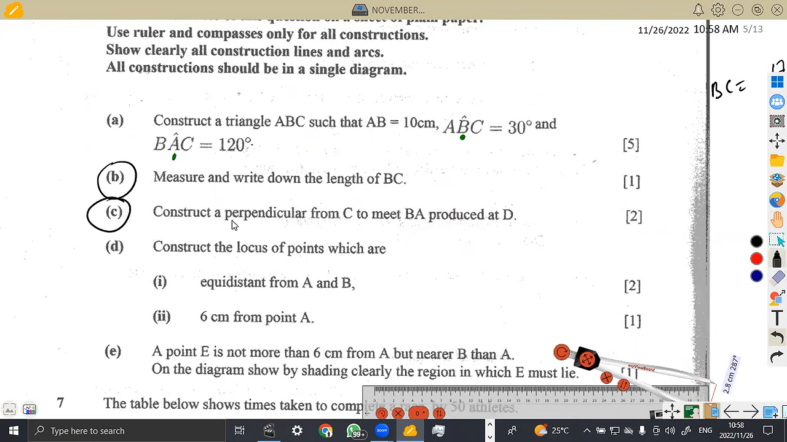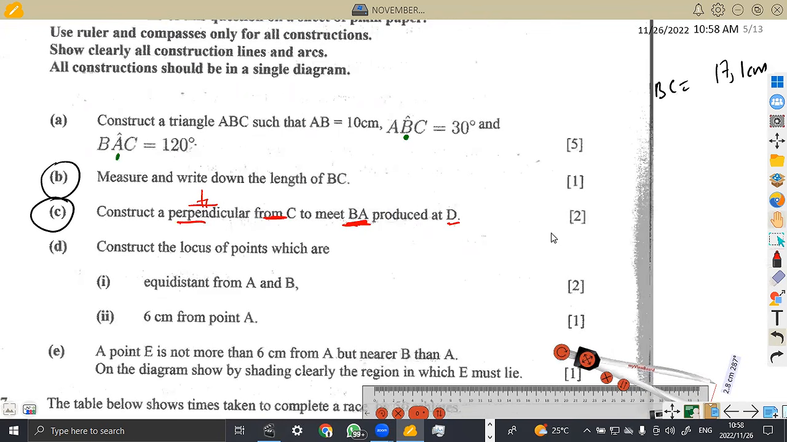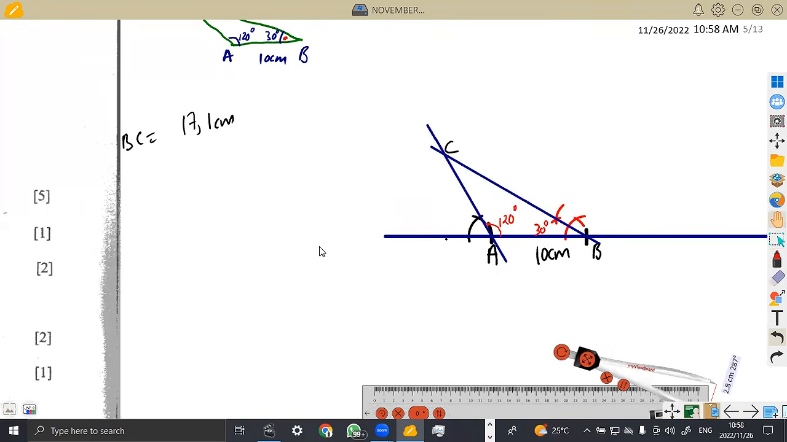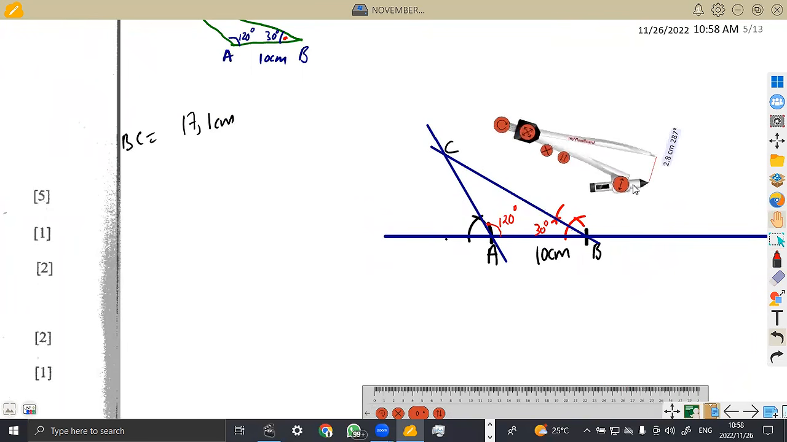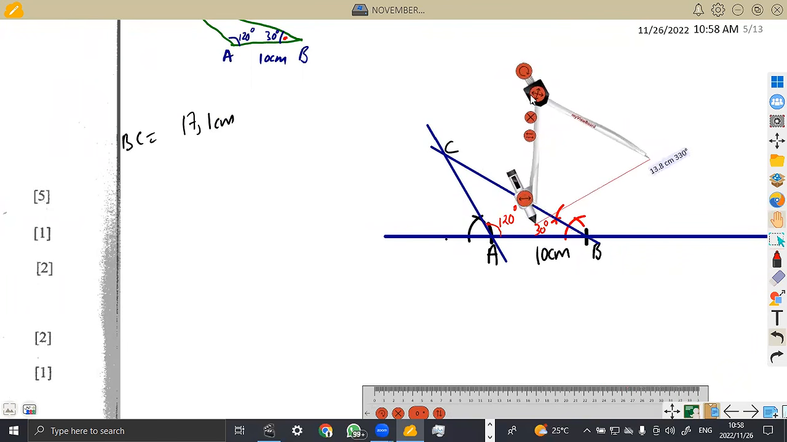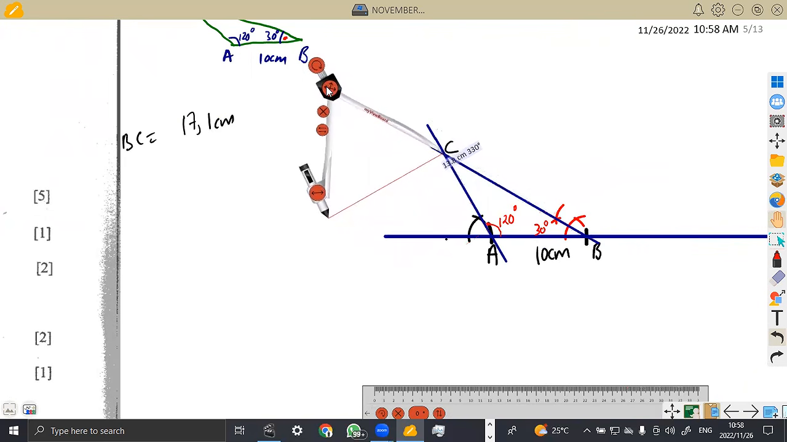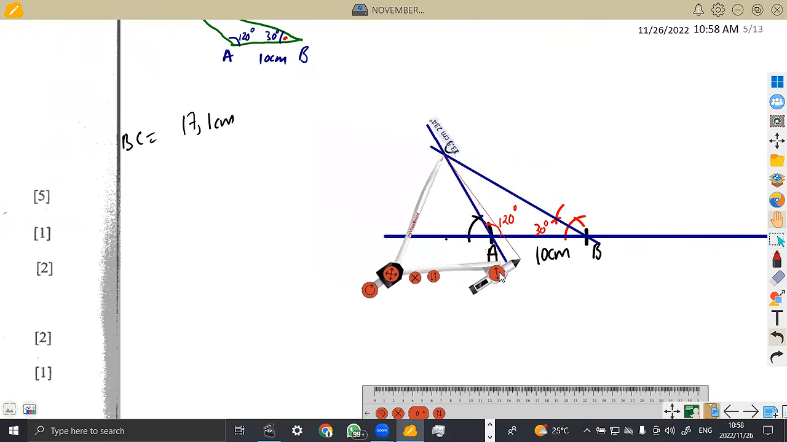Then the C part, you're now asked to construct the perpendicular. Take note, the perpendicular that is 90 degrees from C to meet BA produced at D. So BA has to be produced. This is your BA. You just have to extend the line. Then you step at C and construct an arc which is supposed to cut the line AB in 2 positions.